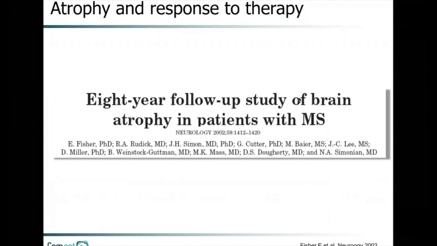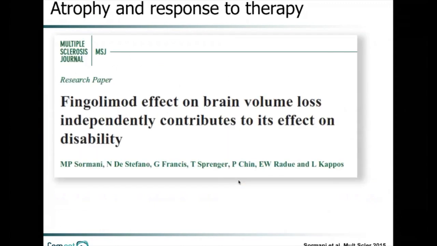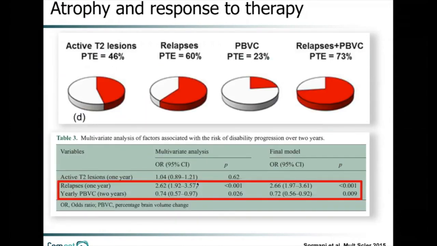And they saw that the two variables that together were predictive of EDSS were change in atrophy and the number of relapses, so one neurodegenerative and one inflammatory parameter. This has been recently replicated by, again, Maria Pia Sormani, looking at fingolimod trials, looking at change over 2 years of brain volume and relapses. At 1 year, you can predict 73% of the effect of the drug on disability progression.